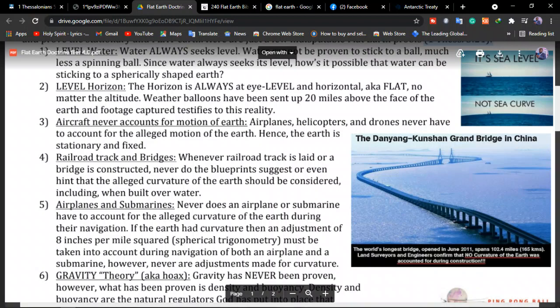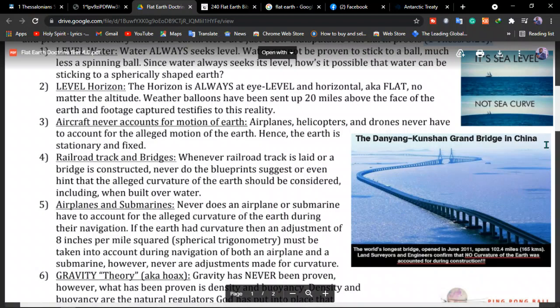This bridge is the world's longest bridge, opened in June 2011, which spans about 102.4 miles, that's 165 kilometers. And the land surveyors and engineers confirmed that no curvature of the earth was accounted for during the construction. Is it making some sense? This is the Danyang-Kunshan Grand Bridge in China.